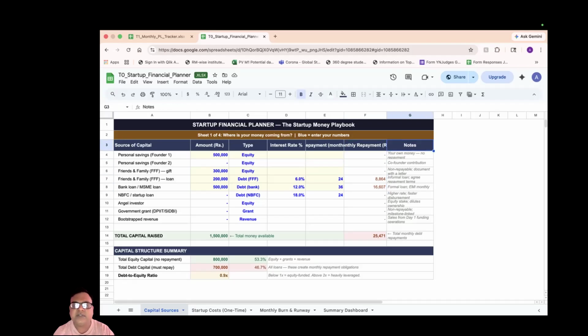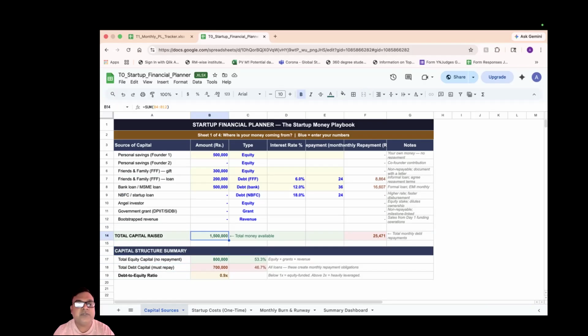And there's another section which, if you want, it's always good: the notes. What are you actually doing, right? So from row number 3 to row number 12, what you see clearly defines your source of capital. Where is your money coming from? And then you can do a total, which is row number 14. Hope this is clear, right? Then at the end, we will have another section called the capital structure summary, right?